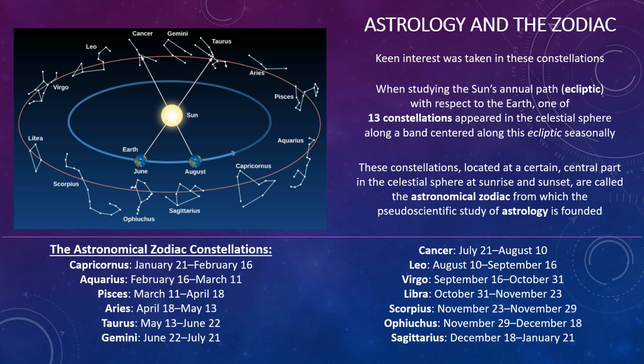Ancient astronomers were very interested in the night sky and the constellations. And by paying a lot of attention to them, they noticed that some of these constellations were very predictable and that, along the sun's path through the sky, which is known as the ecliptic, one of these 13 constellations would appear in the celestial sphere along a band centered along this ecliptic seasonally.